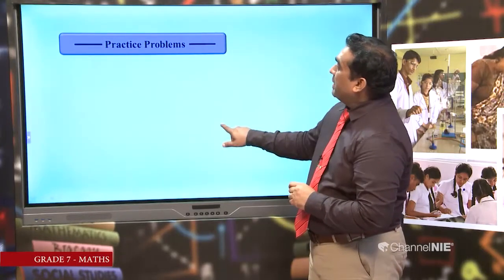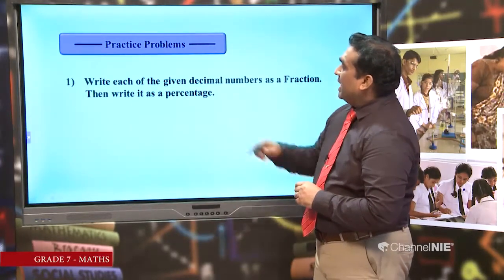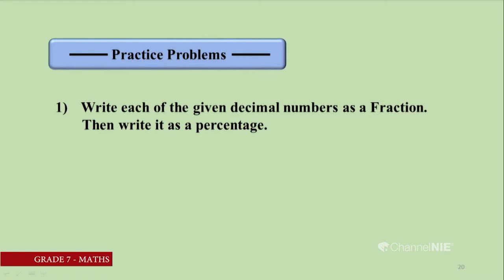Okay. Practice problems. Write each of the given decimal numbers as a fraction, then write it as a percentage. First fraction, then percentage. 0.3. It has one decimal place. One decimal place means, my kids, you have to divide 3 by 10. Here you can see 3 over 10.